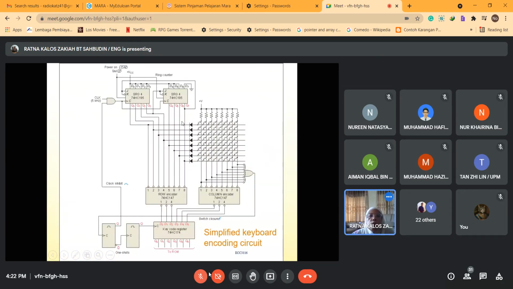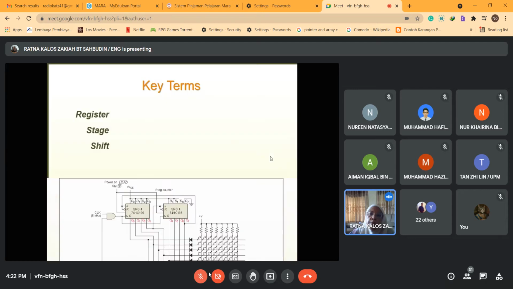This is the schematic for the simplified keyboard encoding circuit, the whole system. It has a clock and flip-flops here. This is where the keyboard is, and when you press, it goes into the row and the column, and then it shows what the value is and so on.